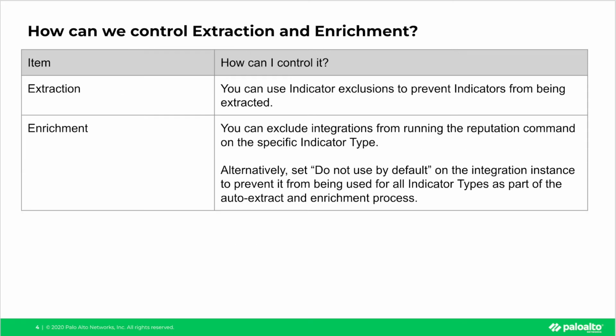Remember that you can control extraction and enrichment. For extraction, you can use indicator exclusions to prevent indicators from being extracted and thus further enriched. And for enrichment, you can exclude integrations from running the reputation command on that specific indicator type. Alternatively, setting do not use by default on the integration instance will prevent it from being used for all indicator types as part of the auto extract and enrichment process.